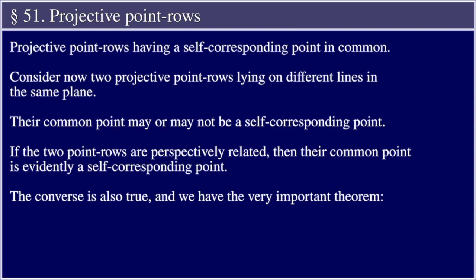Section 51. Projective point rows having a self-corresponding point in common. Consider now two projective point rows lying on different lines in the same plane. Their common point may or may not be a self-corresponding point. If the 2 point rows are perspectively related, then their common point is evidently a self-corresponding point. The converse is also true, and we have the very important theorem.